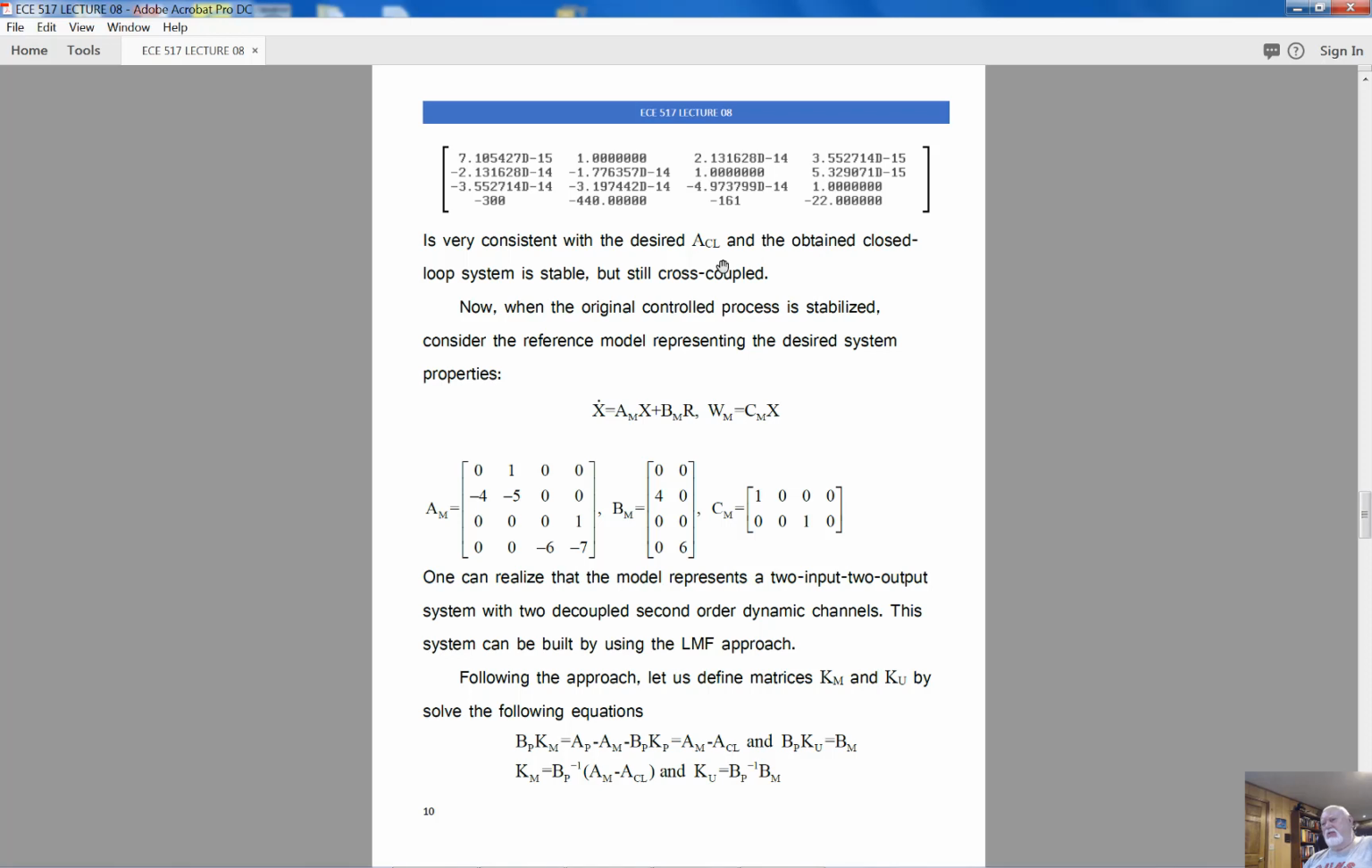The goal is accomplished. The fundamental matrix of the system with controller KP is exactly the same as a closed loop. System is stable now, but it is still cross-coupled.